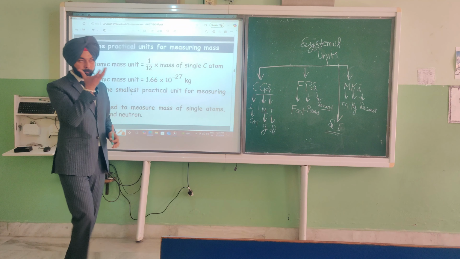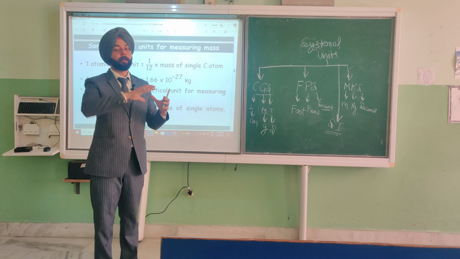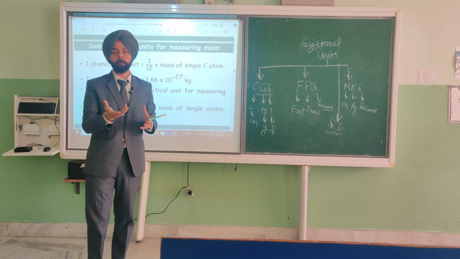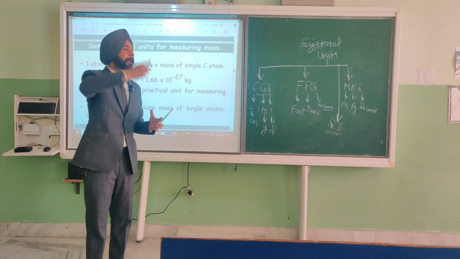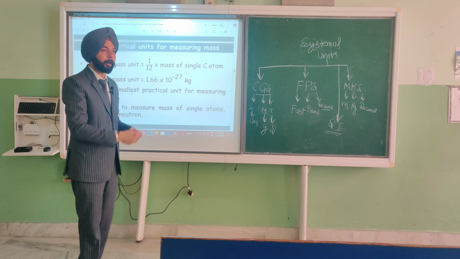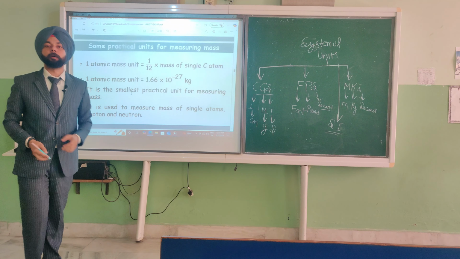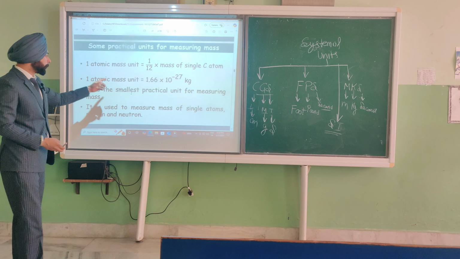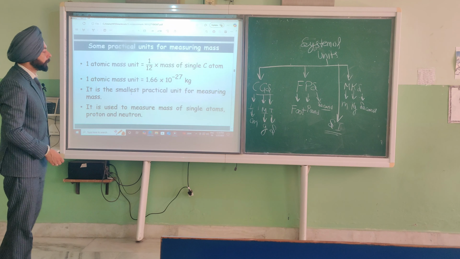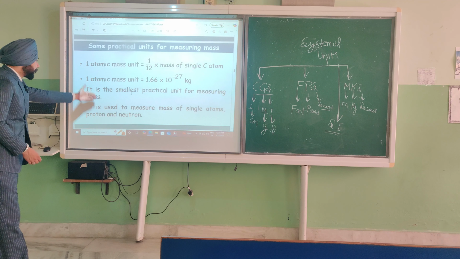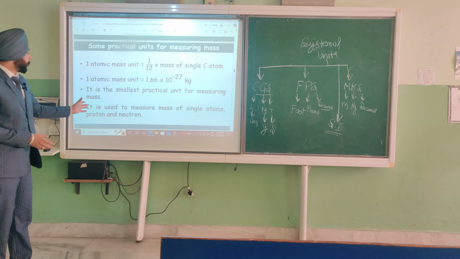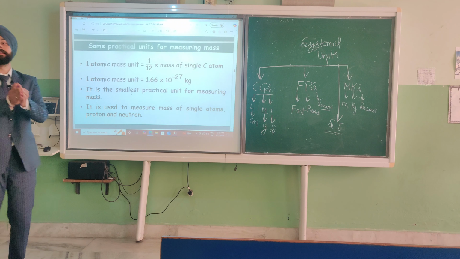Okay, we have one objective here. Imagine the total mass of a carbon atom, and you take out its 1/12th part. The 1/12th part of a carbon atom is equal to 1 atomic mass unit. It is a constant value, 1.66 into 10 power -27 kilogram. It is practically the smallest unit for measuring mass, and is used for measuring the mass of single atoms.